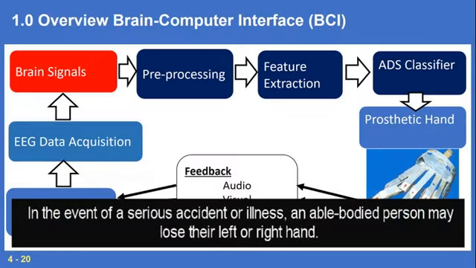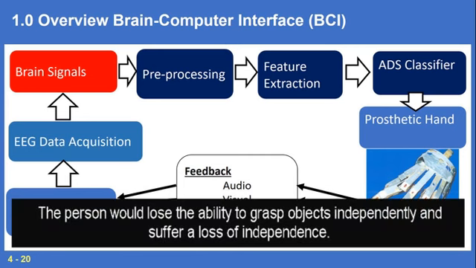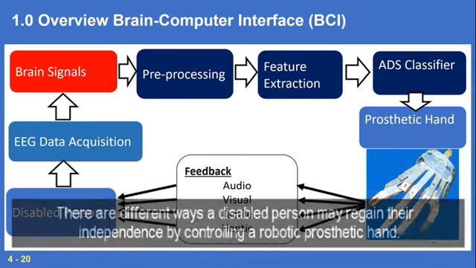In the event of a serious accident or illness, an able-bodied person may lose their left or right hand. The person would lose the ability to grasp objects independently and suffer a loss of independence. There are different ways a disabled person may regain their independence by controlling a robotic prosthetic hand.